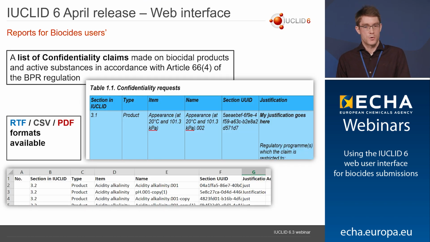Next, there's a report which lists for you the confidentiality claims which are relevant under Article 66.4 of the BPR regulation. There are three formats available for this report. You can view it in RTF format, a CSV format, or a PDF format. The information in this report includes the section for which the confidentiality claim is made, the name of the endpoint where the confidentiality claim is made, and the document UUID for which the confidentiality claim is made. And finally, the justification for the confidentiality claim.